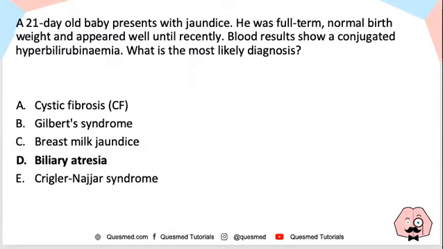Breast milk jaundice would cause an unconjugated hyperbilirubinemia, and it's usually mild. Both type 1 and type 2 Crigler-Najjar syndromes would cause an unconjugated hyperbilirubinemia. It is an autosomal recessive disorder that leads to impairment in bilirubin metabolism, which in turn can lead to brain damage.